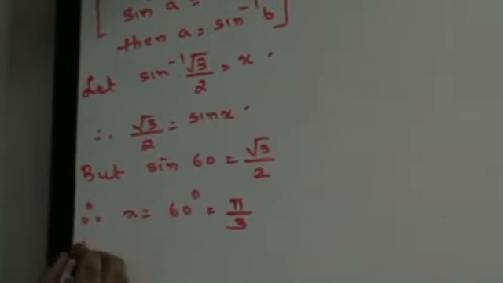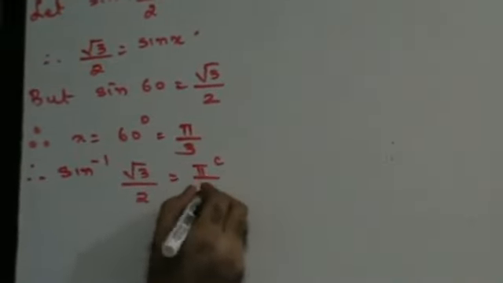You will say let sine inverse of root 3 by 2 be equal to x. Therefore, using that formula, I get root 3 by 2 is equal to sine x. But we know that sine 60 is root 3 by 2. Therefore, x is equal to 60 degrees. 60 is nothing but 180 divided by 3, and 180 degrees is written as pi in radians. Therefore, sine inverse of root 3 by 2 is pi radians divided by 3.